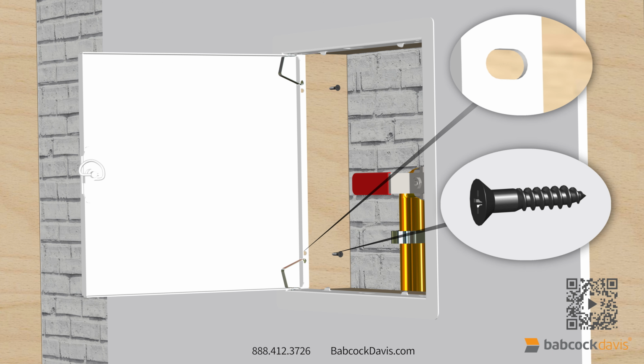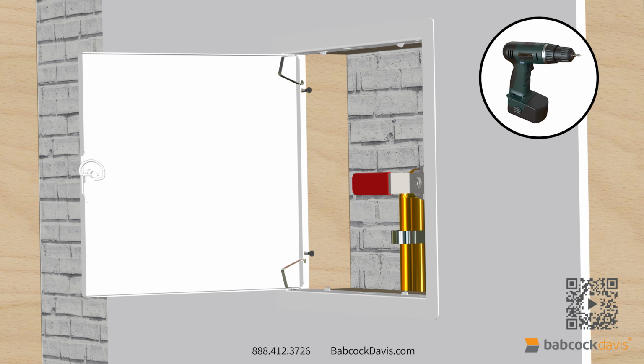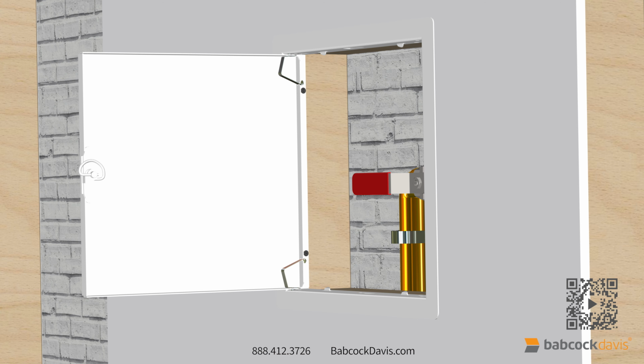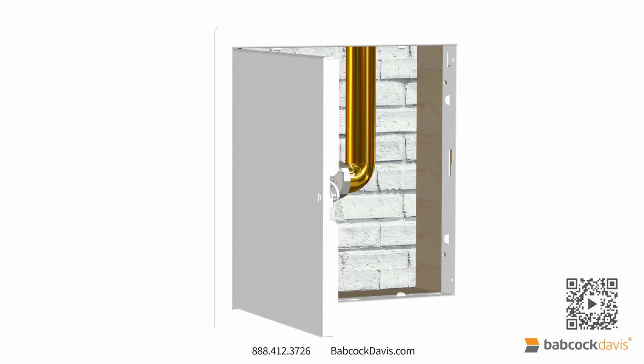Next, secure the hinge side using 2 fasteners. Insert the fasteners through both pre-drilled holes. Fully tighten the screws using a power drill. Take care not to over-tighten. Repeat these steps, and secure the opposite side.